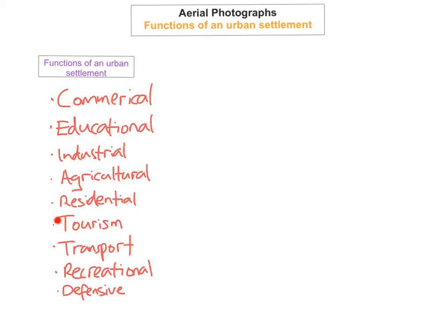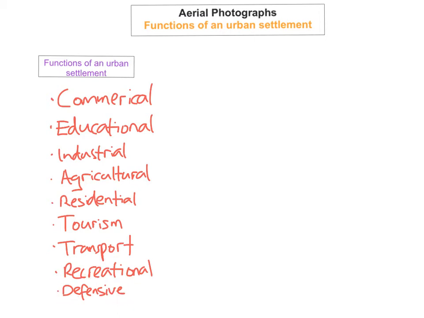Tourism could be another function that you might see. This would be the presence of mountains, rivers, the sea, or anything that would attract tourists to an area. Transport might be another one. That would be the presence of motorways, maybe a railway station, airports. Recreational could be another one, and that would be the presence of sports fields or stadiums. Defence could be a function, if you see any castles or towers.